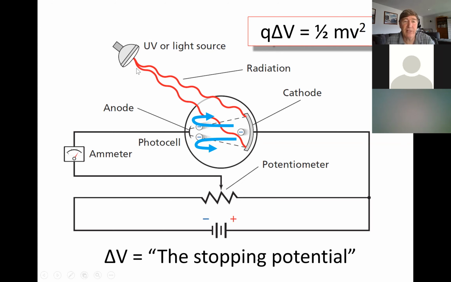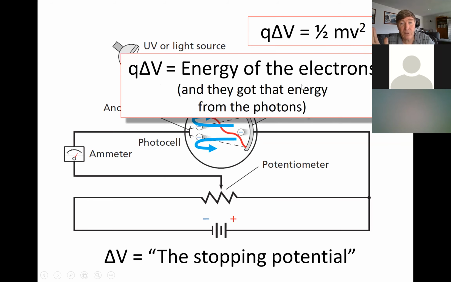Okay, so they figure the light comes along and the light gives its energy to the electrons. So if we can measure the energy of the electrons, what we're doing is we're measuring the energy of the light. And this equation that you see up here, Q delta V, that tells us what the energy of the electrons is. So if we measure delta V and we know Q, bingo, we've just measured the energy. All right, so that's what they did. Okay, so far, no problem yet.